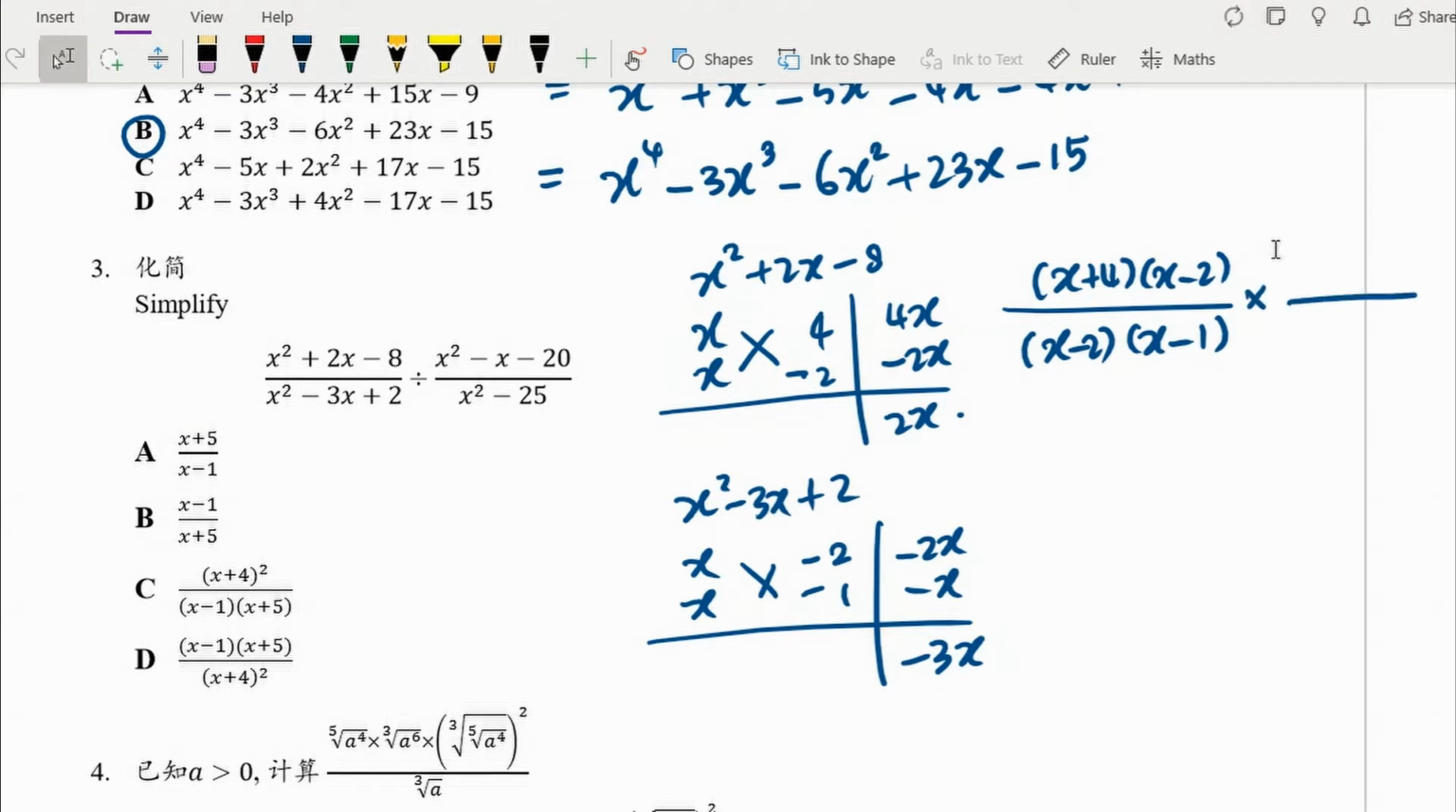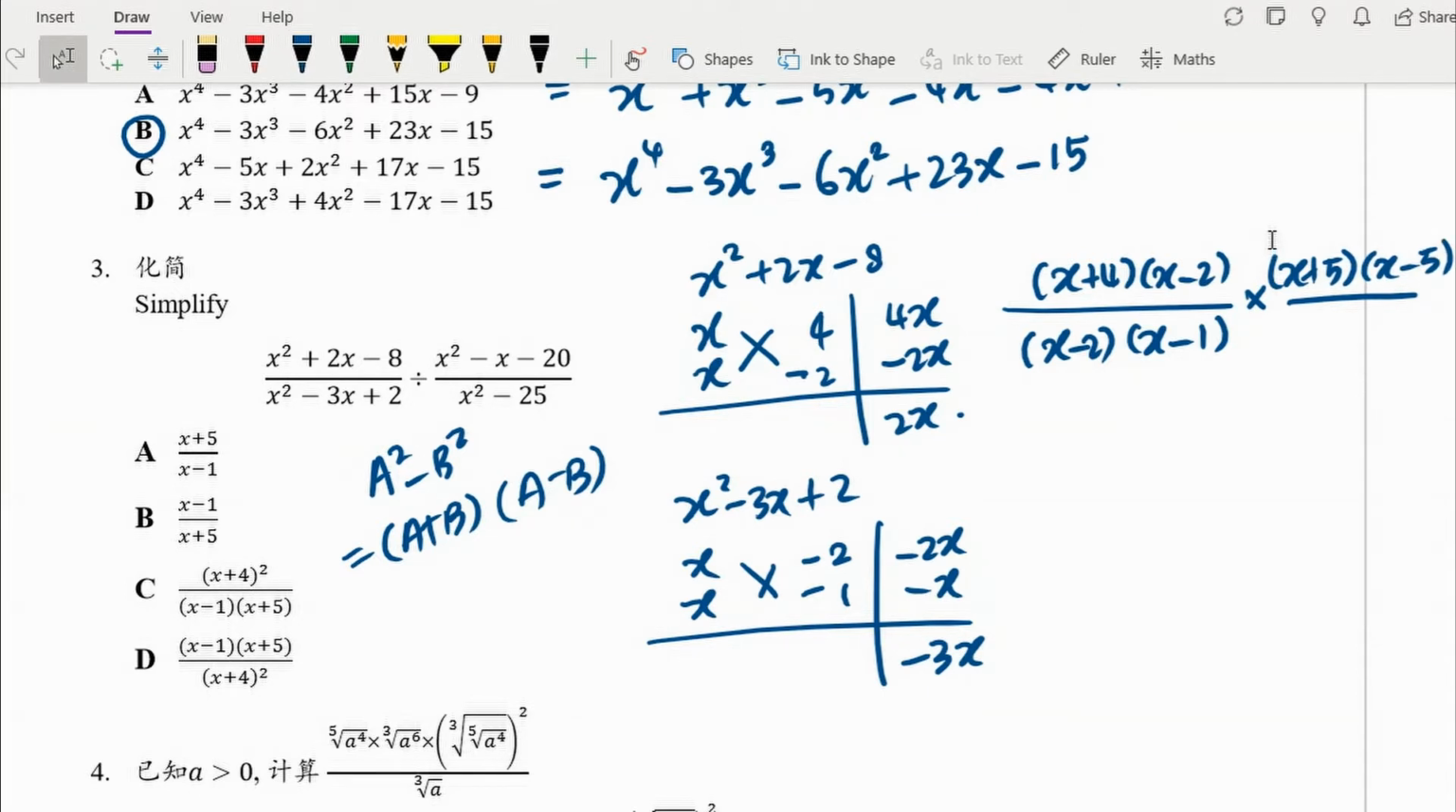Okay, multiply. X squared minus 25, this is a difference of squares, right? You know that a squared minus b squared is a plus b, a minus b. So x squared minus 25, you can write it as x plus 5, x minus 5.